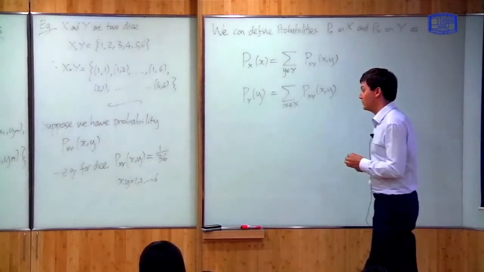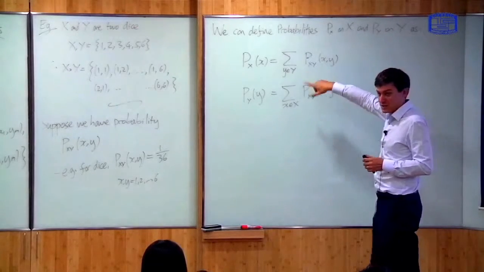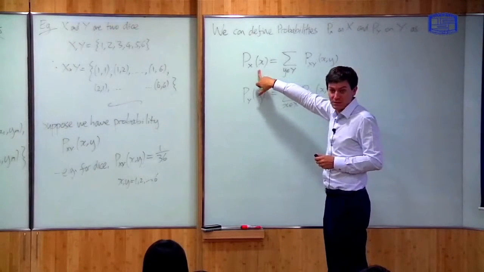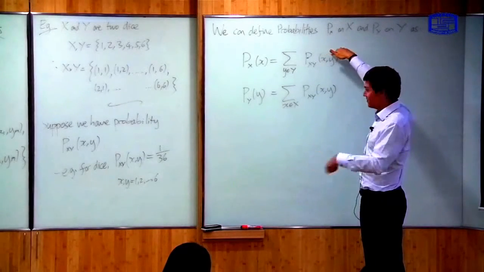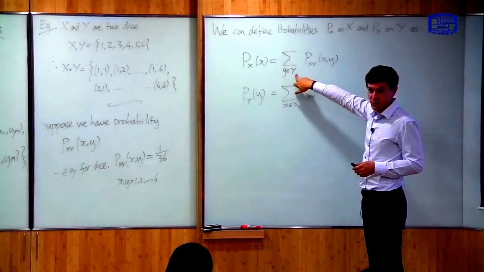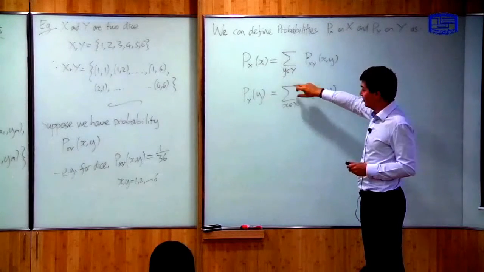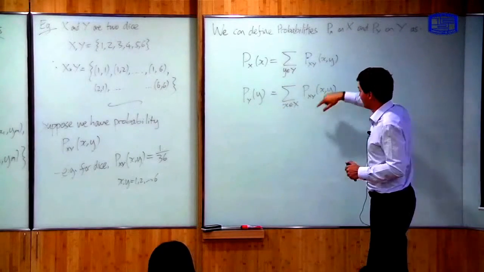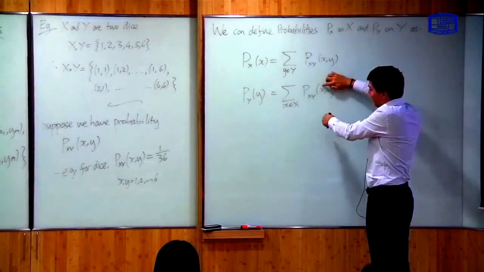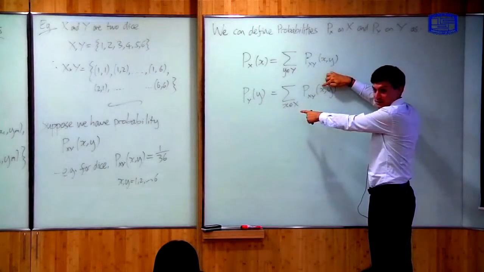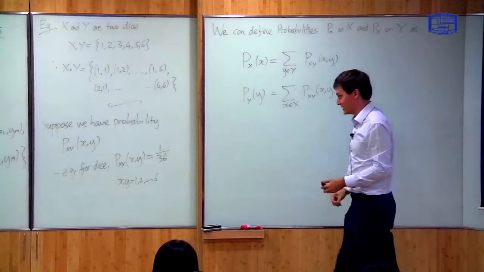Okay. Now this makes sense, right? This is saying the probability that X happens is equal to the probability that X and Y happen, summed over all of the possible things that Y can be. The probability that Y happens is equal to the probability that X and Y happen, summed over all the possible things that X can be. So this definition makes sense, right?